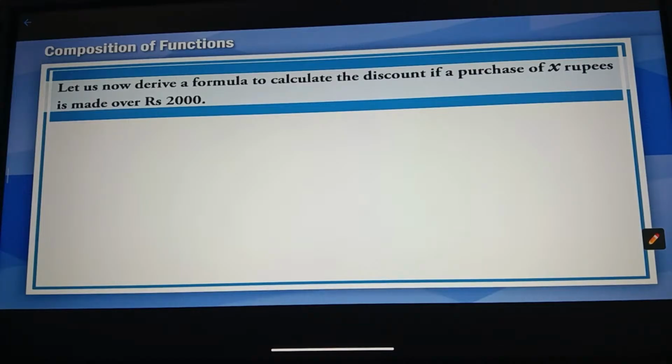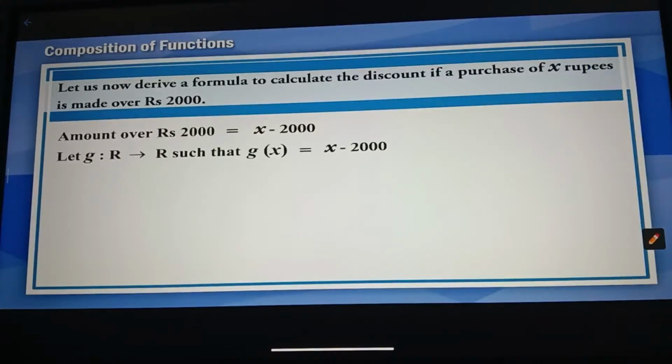In the first step, we have to find the amount applicable for the discount. This we get on subtracting 2000 from X. Let g be a function from R to R defined by g of x is equal to x minus 2000.